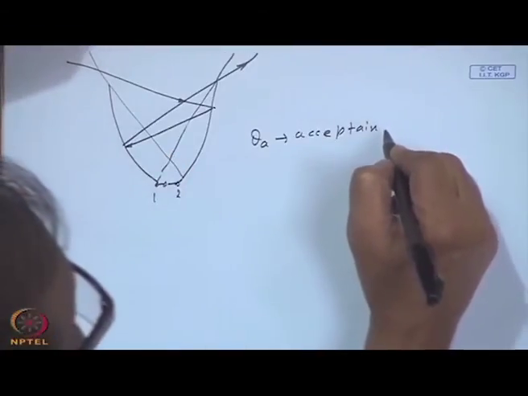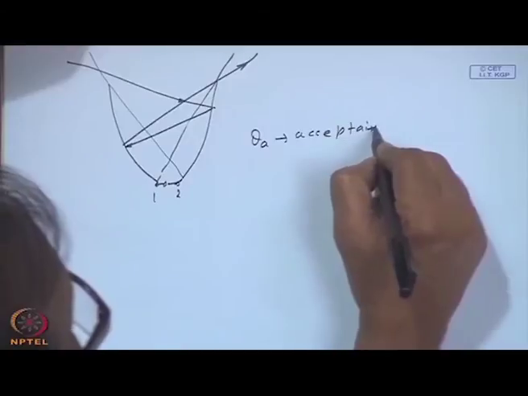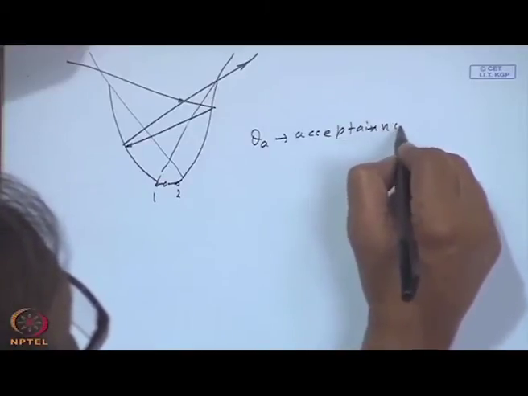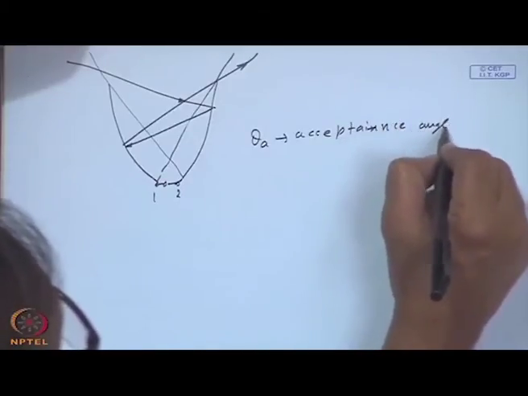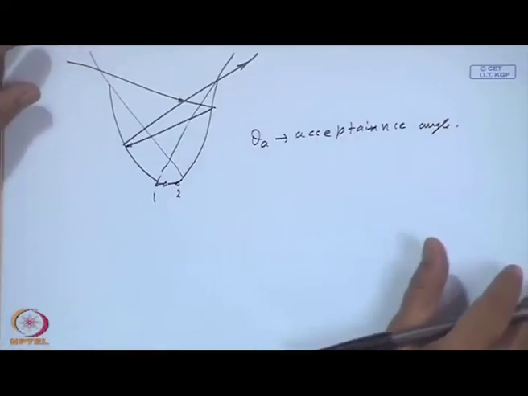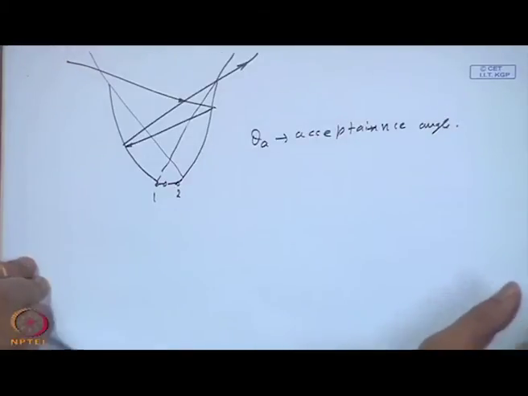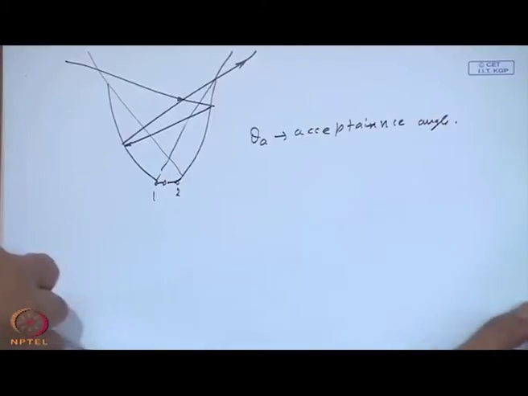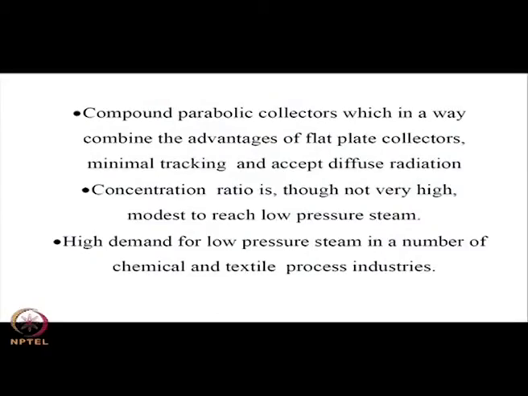So, acceptance angle. That is the significance of the acceptance angle, so that you will know that any solar radiation ray coming beyond that will not be focused onto the focal point 1 or focal point 2.